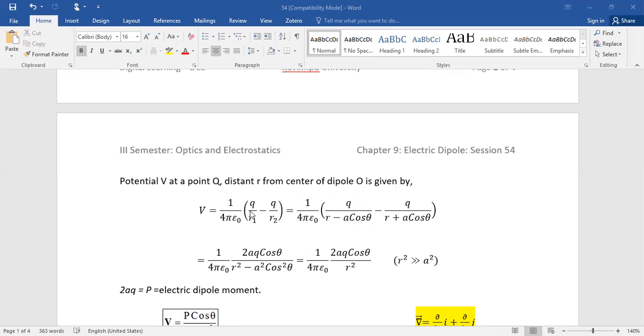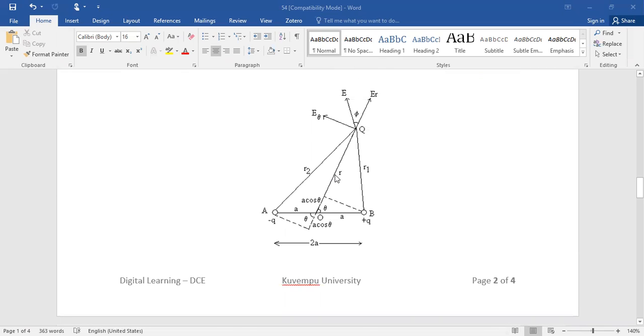This minus sign: we are adding potentials, but in this expression we are getting minus because the potential due to the minus charge is negative. Therefore, when you sum the two potentials, this will be the expression. Here, distances R1 and R2 can be expressed in terms of R. R is the distance from the center of the dipole to the point Q.